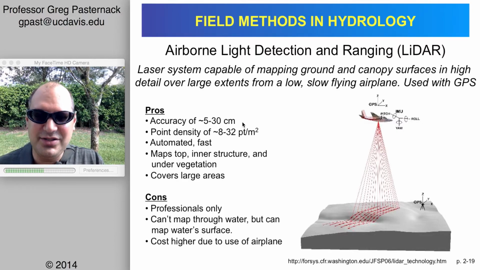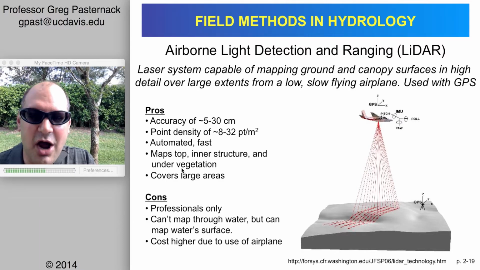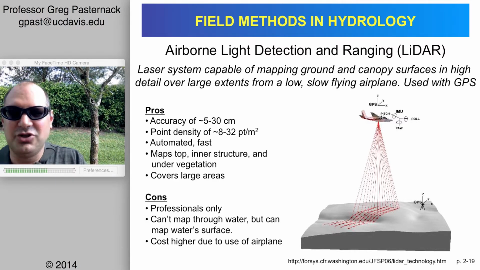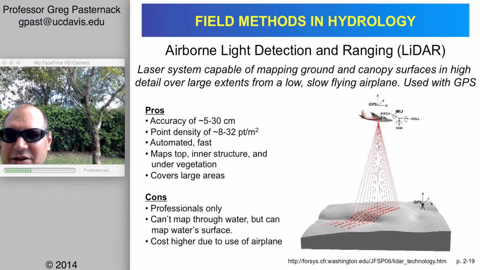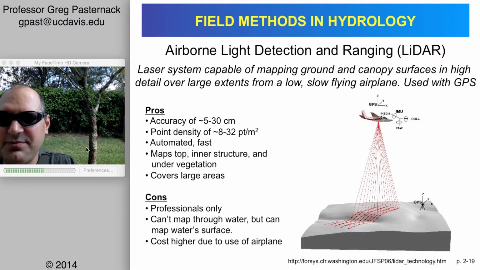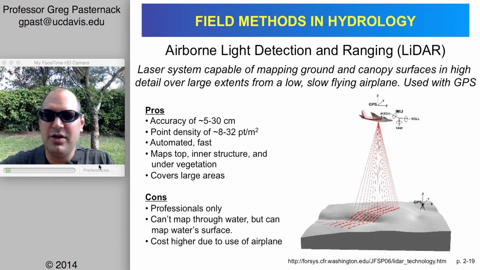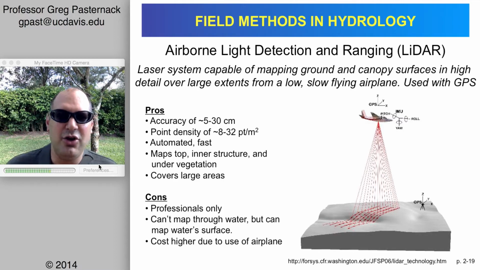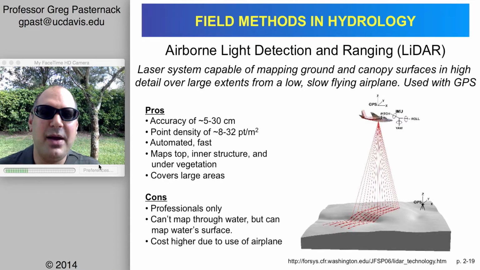It can map the top, the inner structure, and underneath vegetation. Like this shrub behind me, it's very unlikely to pass the laser all the way through to the ground hidden underneath. But this single tree that's behind me, I'm going to tilt this up, it's very likely to give me many returns in the canopy as well as pass through and hit the ground below. So there's really a lot of value that LiDAR provides, not only for getting the bare earth topography, but getting the structure of vegetation.